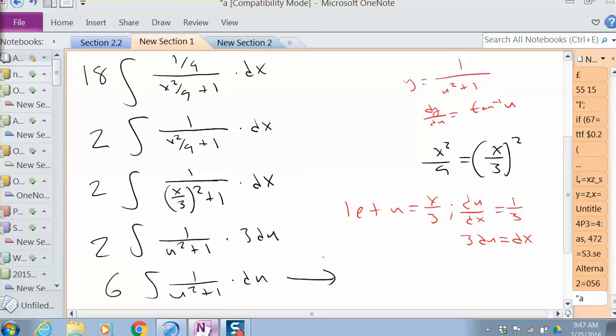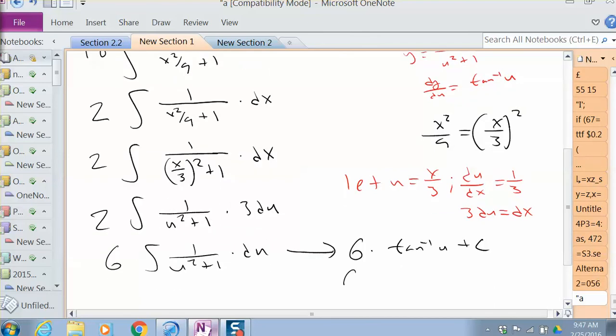Now I can actually take the antiderivative. 6 times inverse tan of u plus c.